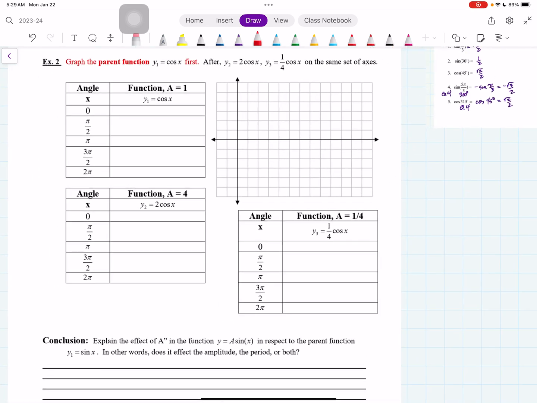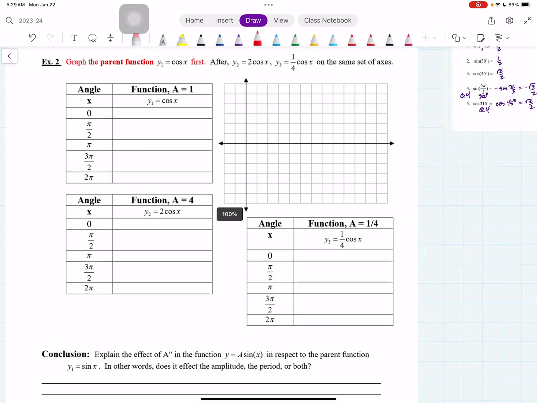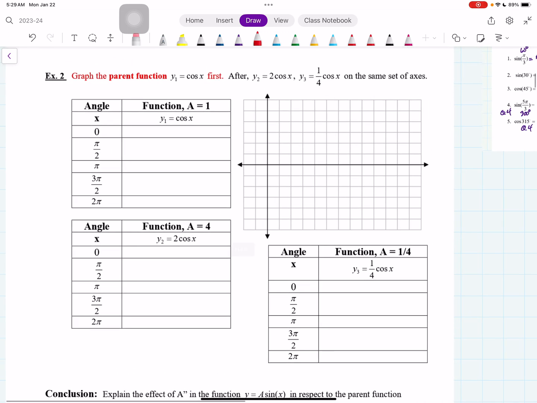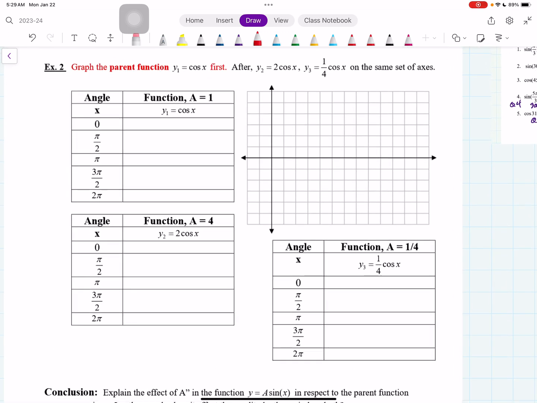Does the same thing happen to cosine? Well, what do we do? We plot a bunch of points, we graph 3 functions, we change a while keeping b the same, and we find out. All right, so here we go again. We're going to keep a equals 1, or actually graph the parent. So this is the parent function here in purple.